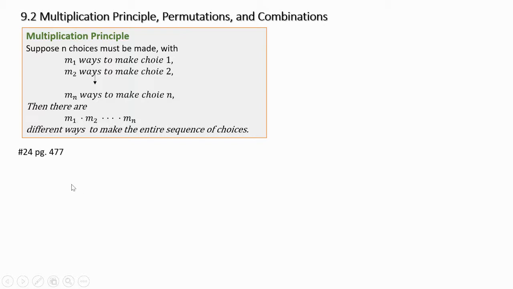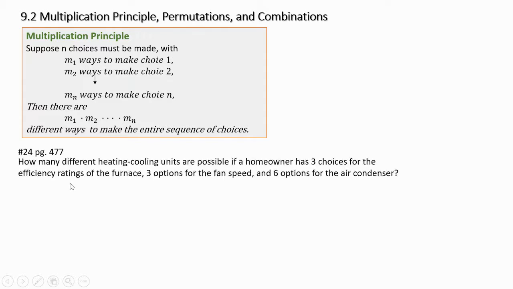Example, this is number 24 from page 477. It says how many different heating cooling units are possible if a homeowner has 3 choices of the efficiency ratings of the furnace, 3 options for the fan speed, and 6 options for the air condenser. So we're going to multiply all those options, right?